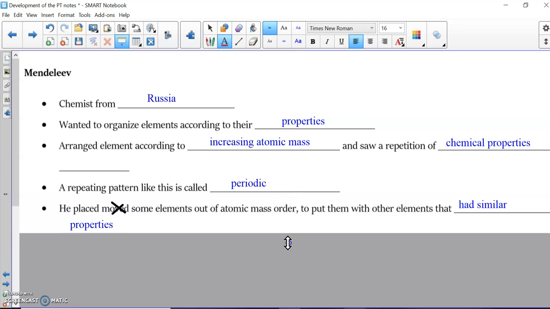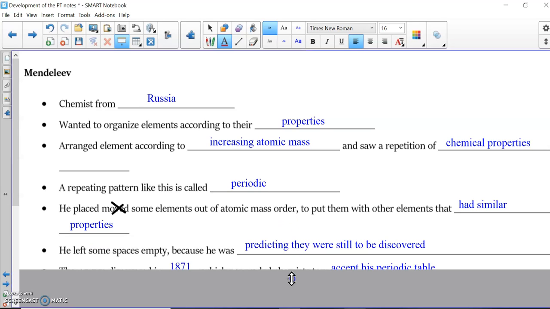He placed these elements by order of atomic mass, and what he found was that some of them didn't seem to fit in their group. So he actually put some of them out of order to put them with groups or columns that had similar properties, and he left empty spaces. What he was doing was predicting that elements would be discovered later that had not been discovered yet. This is super bold.